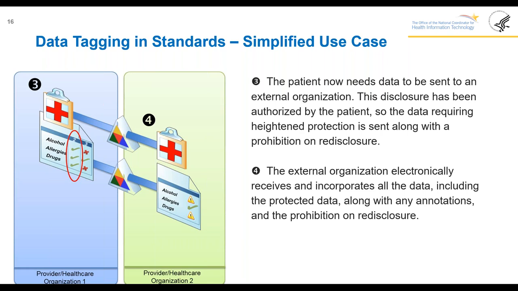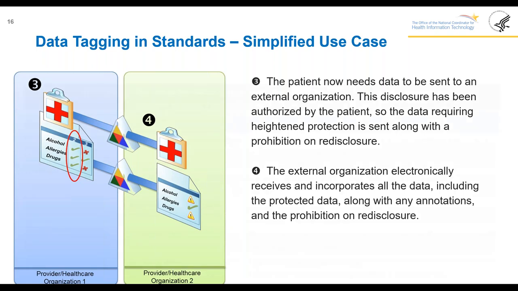So the patient now needs the data to be sent to this third-party organization. And in this diagram, the green box on the right is the second healthcare organization that information was allowed to be shared with. So because this disclosure has been authorized by the patient, the data that required heightened protection, such as the alcohol or drug misuse information, can flow to organization number four. So again, in this diagram, the information does flow from organization one to organization number two, but we've put a little yellow warning sign on that chart there on the bottom to show that the alcohol and drug information is subject to some kind of further restriction, such as a prohibition on redisclosure without consent. So how does all that happen behind the scenes, and what makes that work? That's what we're going to be talking about with our next speakers.